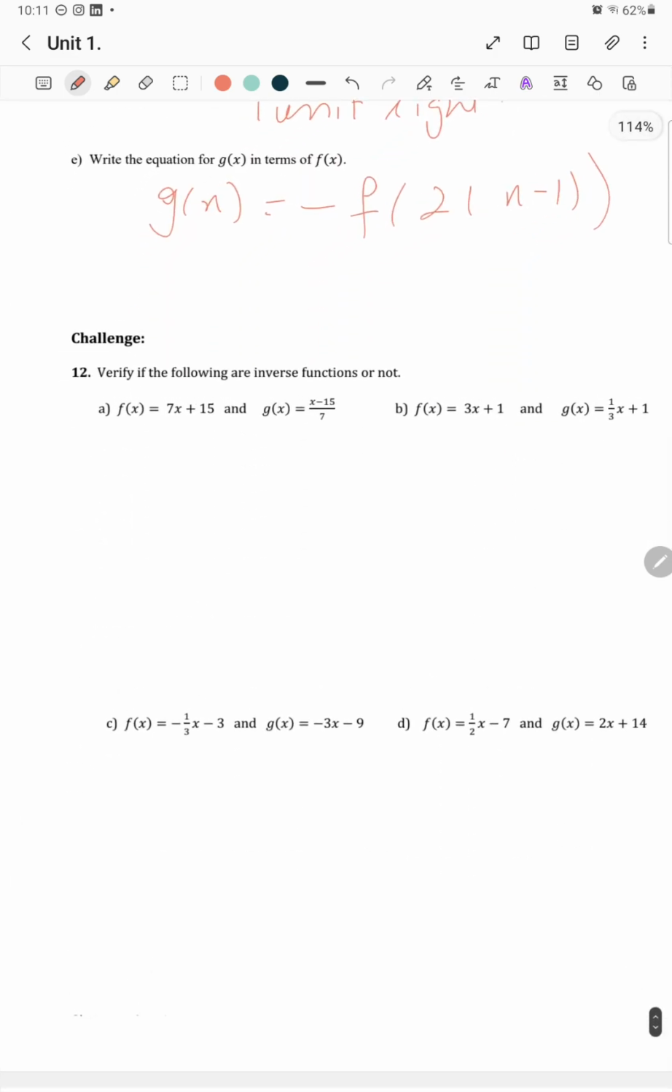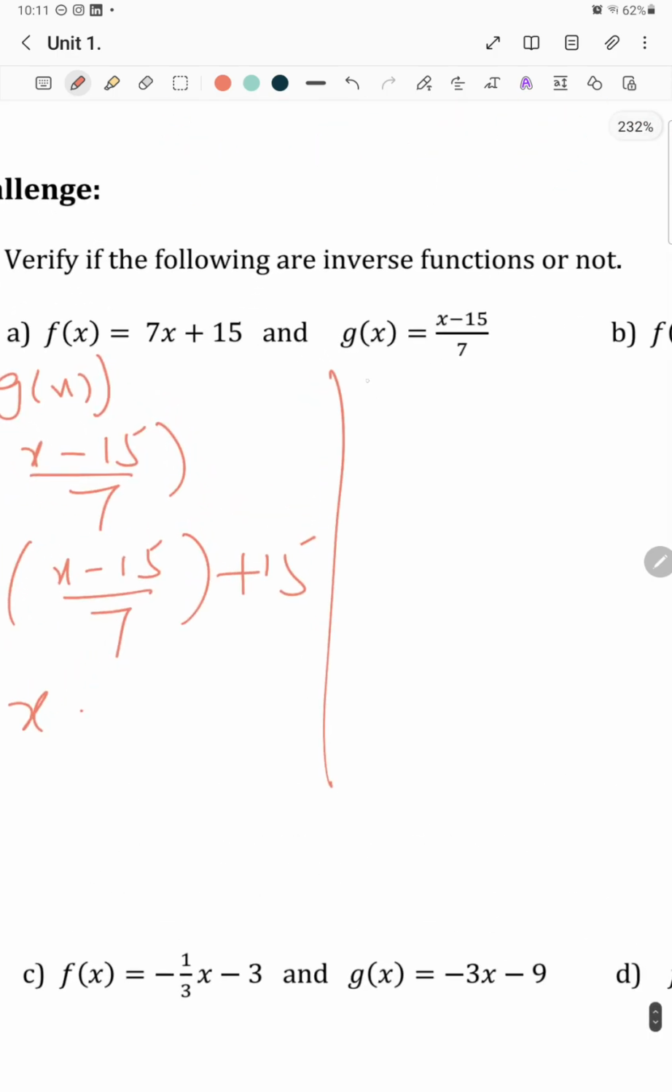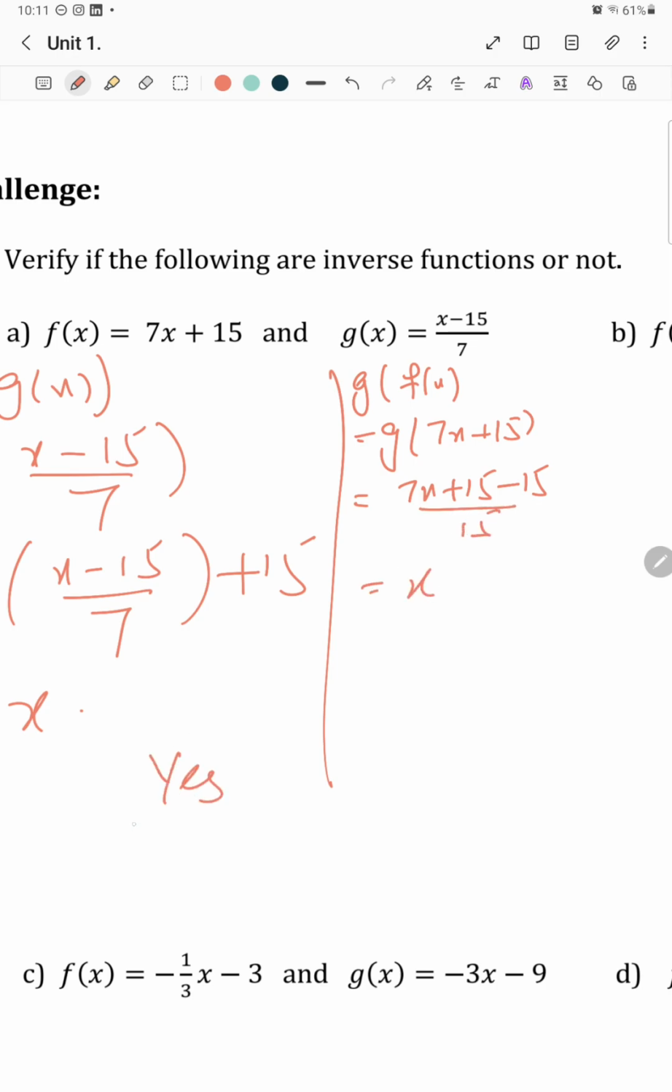Verify if the following are inverse functions or not. For finding if they are, we're going to do f of g of x, which is equal to f of x minus 15 by 7, which is equal to 7 times x minus 15 by 7 plus 15, which is equal to x. G of f of x is equal to g of 7x plus 15, which is equal to x. So yes, they are inverse.